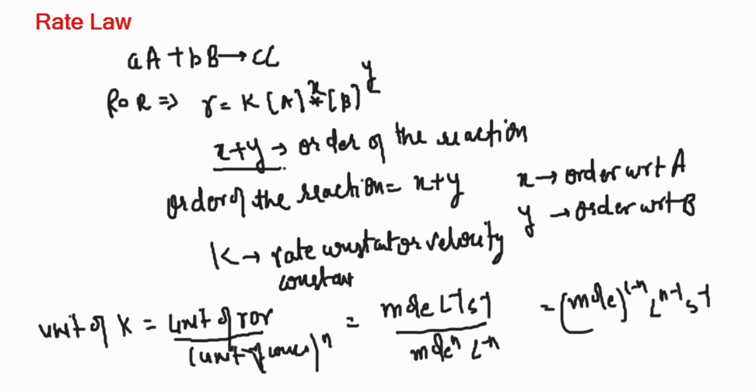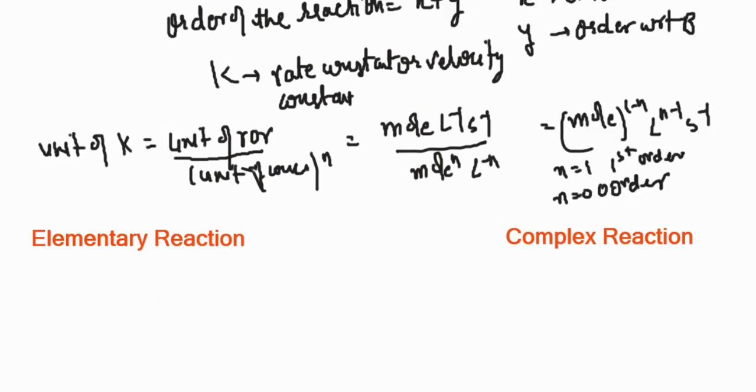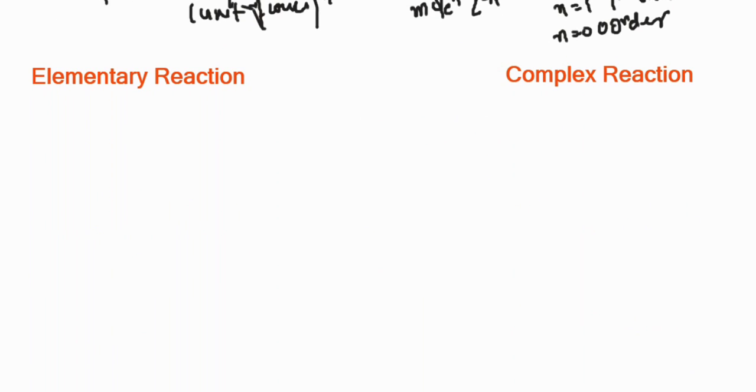So this we consider as the unit of the rate constant. We can write it for first order by putting n equals 1, it is first order, and n equals 0, it is zero order. So by putting the value of n we can get the order with respect to A and the order with respect to B. So that was about the rate of the reaction.